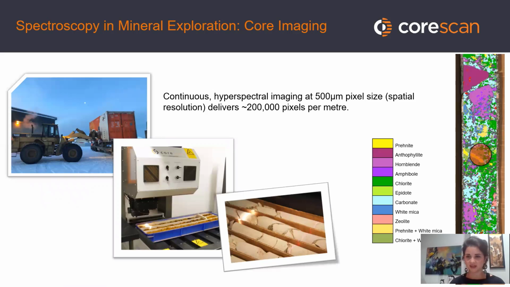And so you take that, and then the next scale up, or down, depending on which way you look at it, would be hyperspectral core imaging. This is a more recent innovation. The Corescan system itself images at 500 micron pixels and delivers approximately 200,000 pixels in a meter. So instead of just a single point that could give you maybe one to two minerals, you start to see a whole slew of minerals, and you get to see a map of their distribution and their spatial relationship to each other.